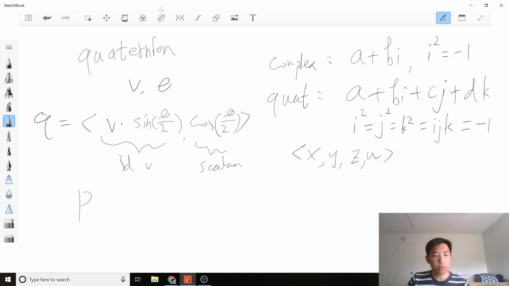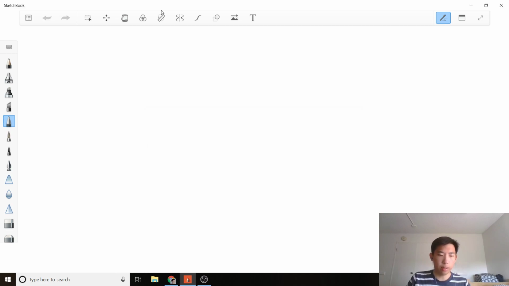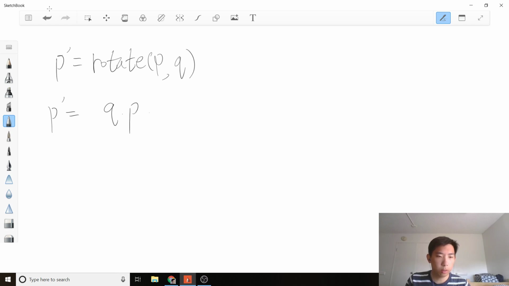So what we really want is to somehow have P prime, which is the rotated point, from P and Q. Somehow we want a procedure that produces the rotated point from P and Q. So how do we do that? Let me write this out again. The way you do that is quite easy to memorize: it's Q multiplied by P multiplied by Q negative 1.